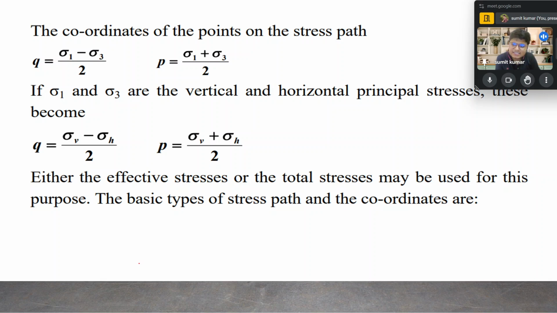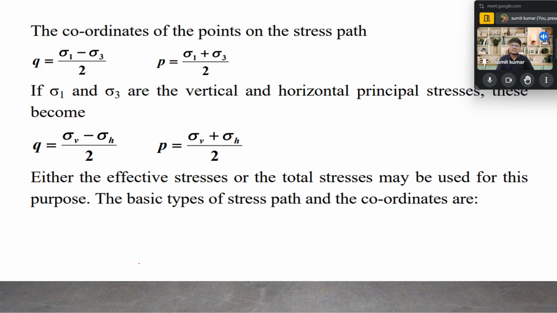Now consider a case when sigma 1 and sigma 3 are the vertical and horizontal principal stresses. Then Q becomes sigma V minus sigma H by 2 and P becomes sigma V plus sigma H by 2, and either the effective stress or the total stress may be used for this purpose. These are the basic types of stress path and coordinates. One more point: sigma V minus sigma H by 2 is nothing but sigma 1 minus sigma 3 by 2.